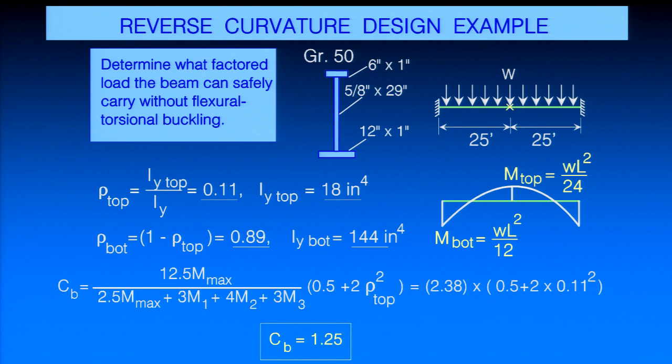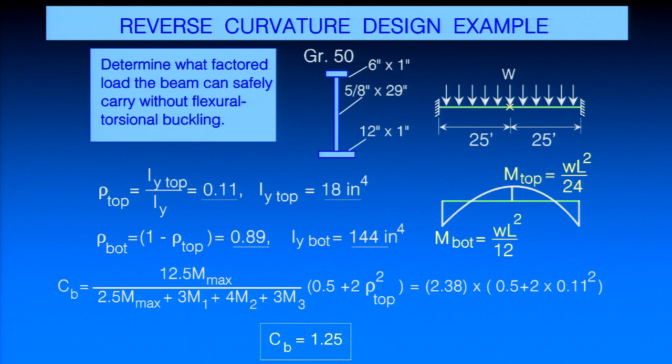Plugging in the moments of inertia of the top and bottom flanges here, we get a rho at the top of 0.11. Okay, rho of the bottom then is 1 minus that value, or 0.89. C sub B then would be essentially the C sub B factor that we have from the AISC equation, and then we put that modifier on it, 0.5 plus 2 rho top squared. The AISC equation here would give us a C sub B of 2.38 with that reverse curvature bending. If we modify that to account for the fact that this is a singly symmetric section, it drops down to 1.25. Okay, it's a very substantial reduction.